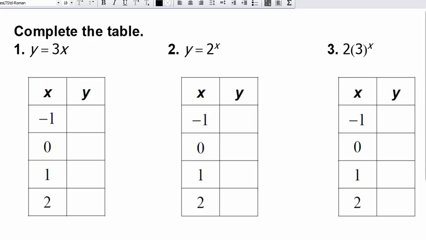Welcome back to Algebra 2. We're going to switch back, going back to Chapter 6 now. We're going to take a look at exponential growth and decay and some of the techniques that we can use to actually calculate better with them.